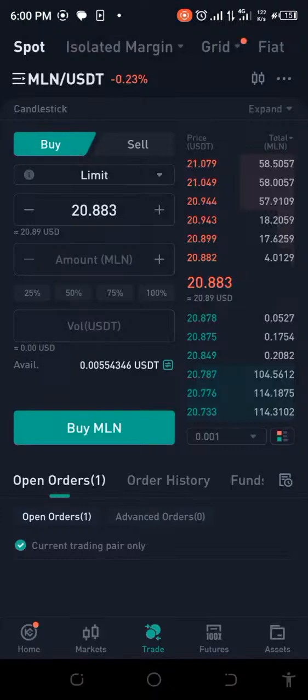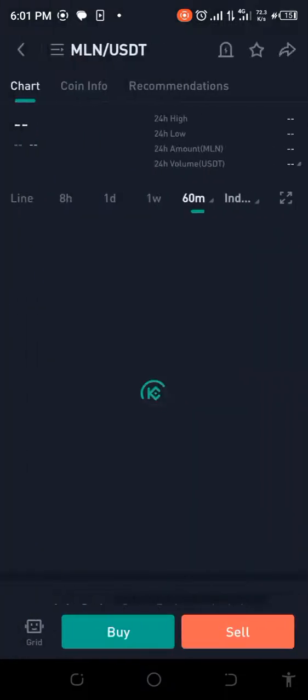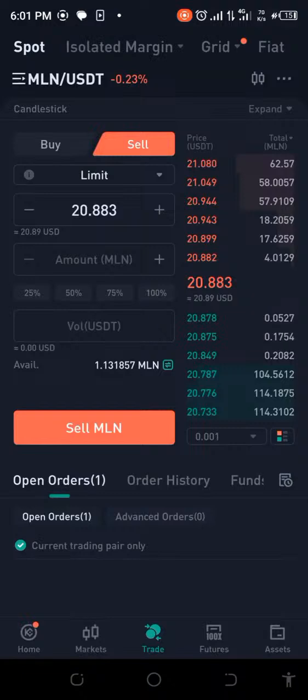I mean, let's see. Okay, let me try and see. Oh, still the same. Still the same. Is this going to take long before it goes up high? I'm not going to place a bet on that. But what I would do is try to sell this to BTC. I'll put my eyes on MLN USDT. If it crosses 20.9 something, I'm going to do this.